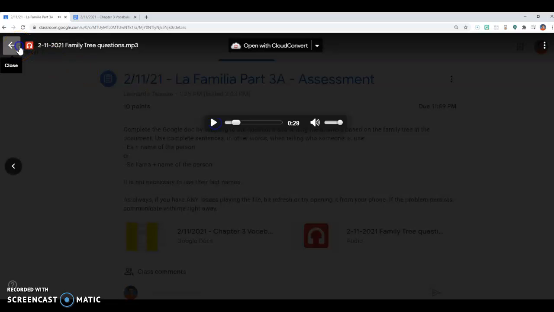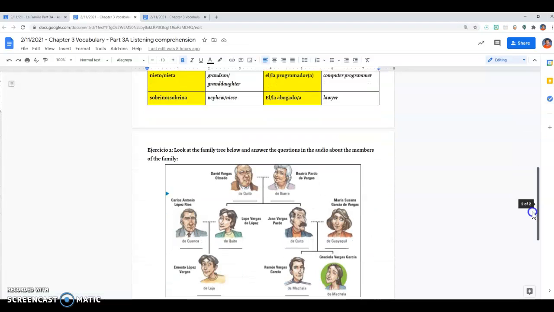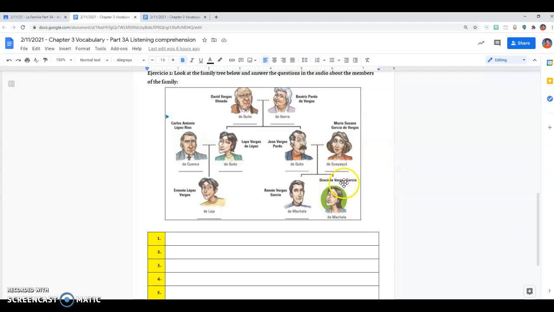All right, so the question is, ¿quién es el papá de Graciela Vargas García? Well, here's Graciela Vargas García. So, ¿quién es el papá? El papá es Juan Vargas Pardo. Or you can write down the answer for number 1 as es Juan. Or se llama Juan. So that's what you need to do for part A.